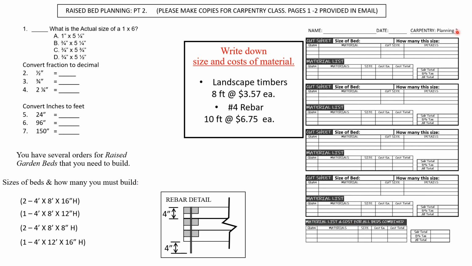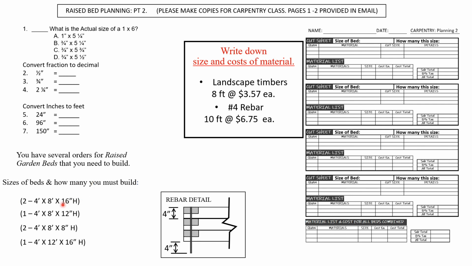All right, the second page would look like this. And what this is for is here you got the sizes of beds and how many you have to build. We got a scenario that you have your construction business. Maybe you got some orders from some people that do landscaping, something like that. And you got orders for raised garden beds you got to build. Well, this is the order you got. You got different sizes, and you got quantities.